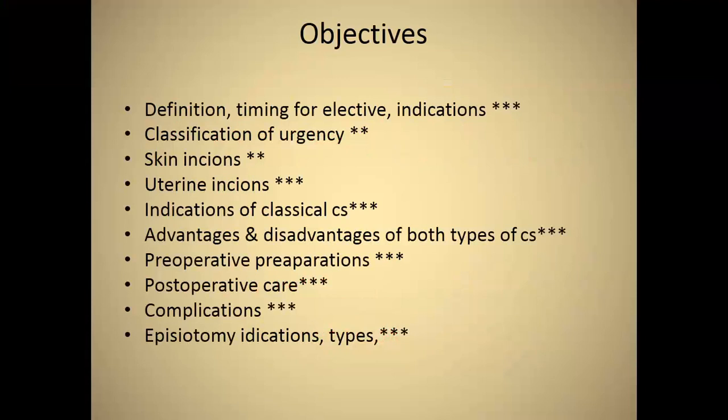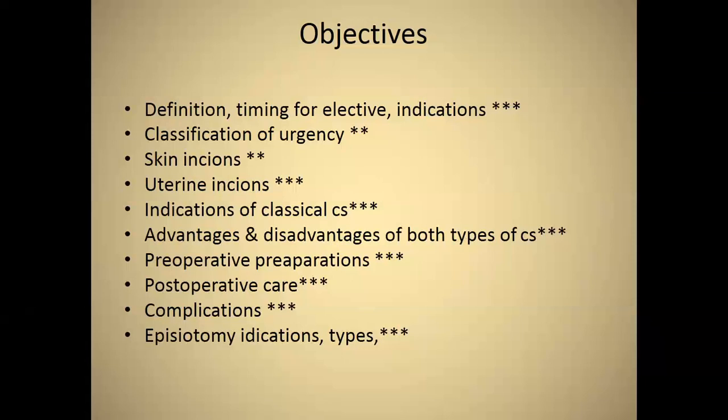It's good to know the types of classification of the urgency. Also about the skin incisions. You have to know the types of uterine incision of cesarean section and the indications for a classical one. Also, you have to know the advantages and disadvantages of both types of cesarean section.